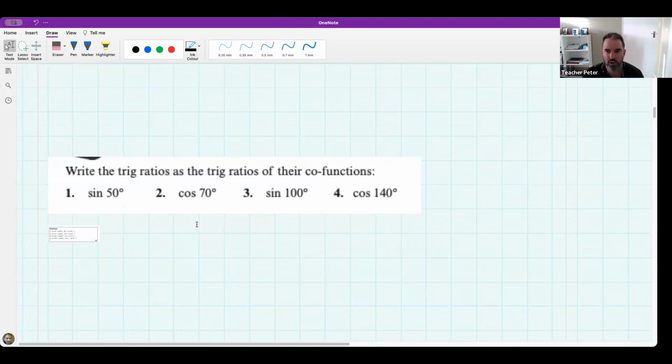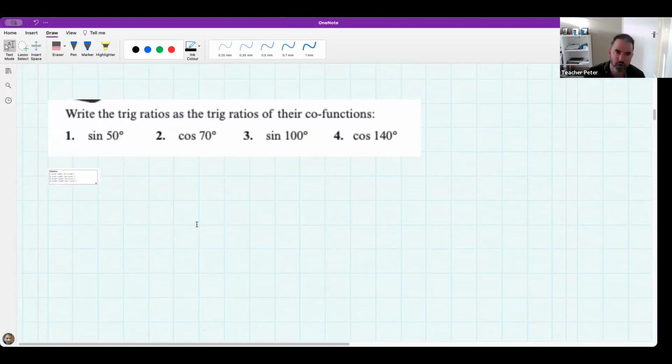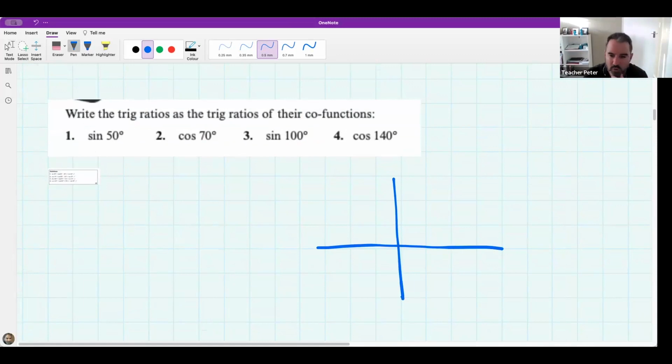A co-function is a different way of reducing or changing a trig expression. And a co-ratio does not use the horizontal axis. Up until now, I've been using the horizontal axis to build my triangle. And we say, how far away is it from 0? Or how far away is it from 180? Or how far away is it from 360? With co-ratios, we don't do that. With co-ratios, we focus on the vertical axes, with the primary ones being 90 and 270. And the other ones, you could also say this is minus 90 and minus 270. But I'll give you an example of how this works.